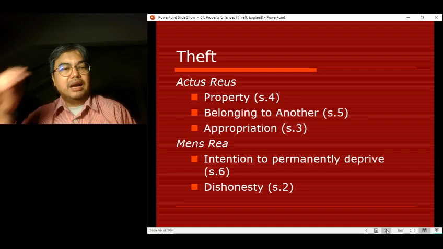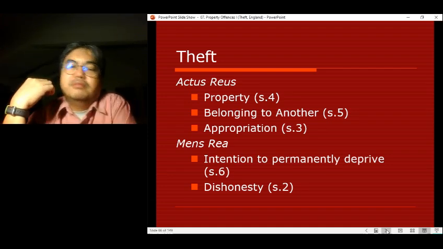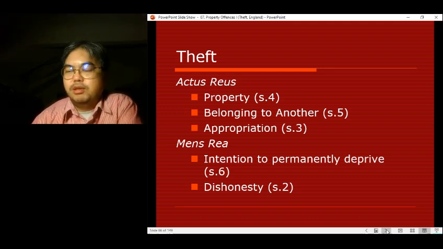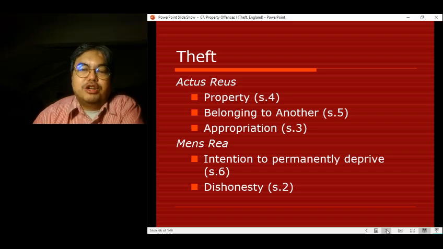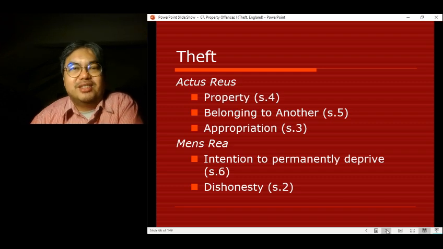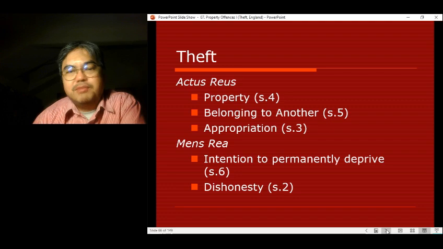So that is then property belonging to another. Okay, now we are going to look at the final element of actus reus, arguably the most important element, which is appropriation. Well, you can say that's the most important area. It's definitely the most interesting area. So we are talking about property must be appropriated. What does it mean for property to be appropriated?